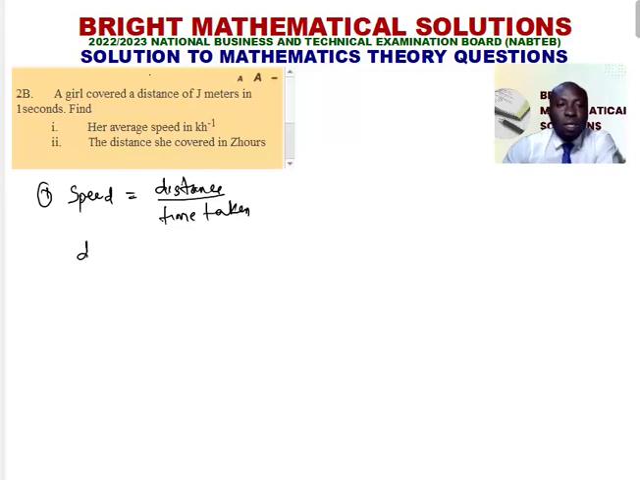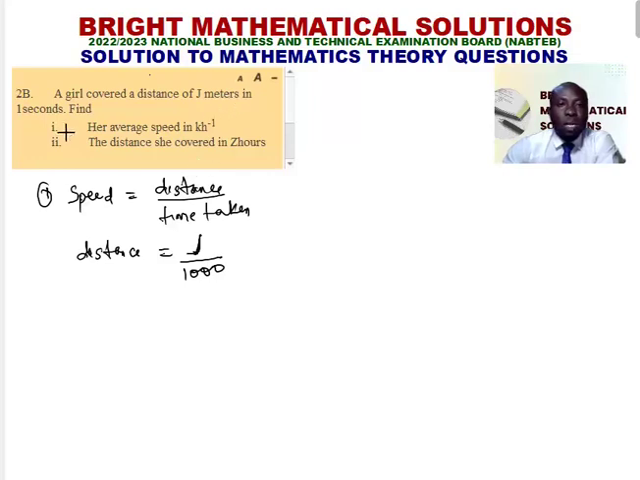Now, for the distance, she traveled J meters, and 1,000 meters makes 1 kilometer. So the distance she traveled will now be J all over 1,000.